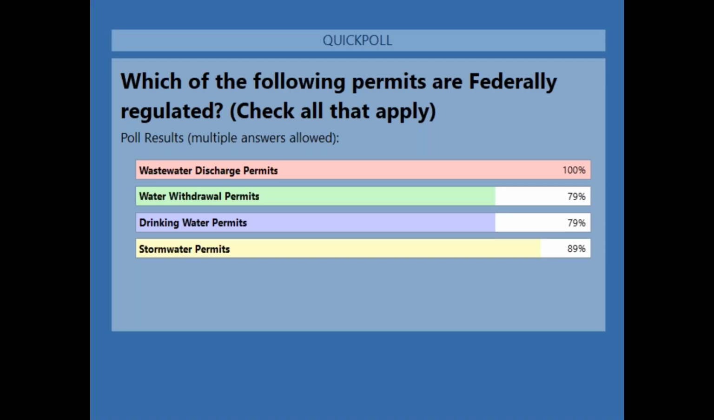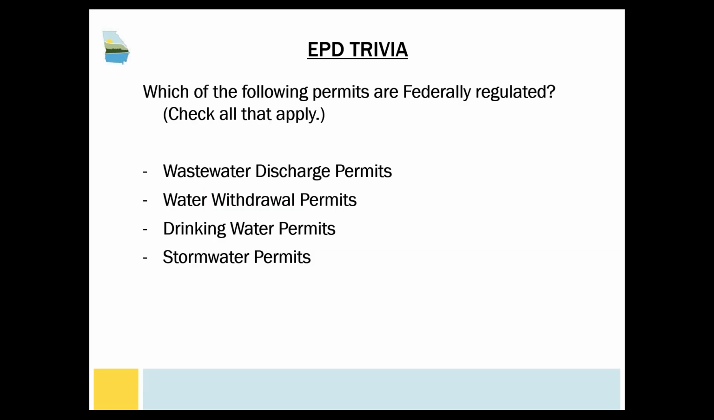All right, Christine, it looks like 100% of people voted for the wastewater discharge permits, 89% voted for stormwater permits, and then 79% for both water withdrawal permits and drinking water permits. So of these four, the only non-federally regulated permit is water withdrawal permits. That is 100% state regulated. Everything else is federally regulated. So a little bit of interesting trivia for you.